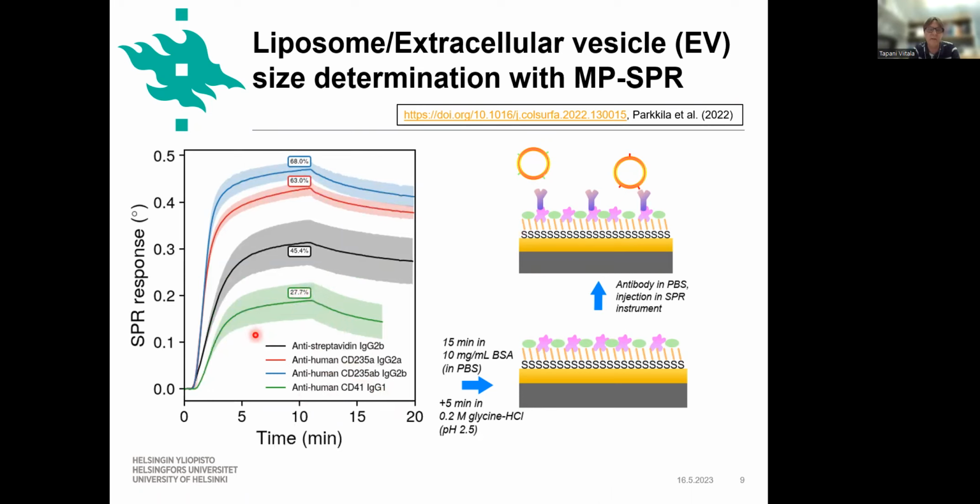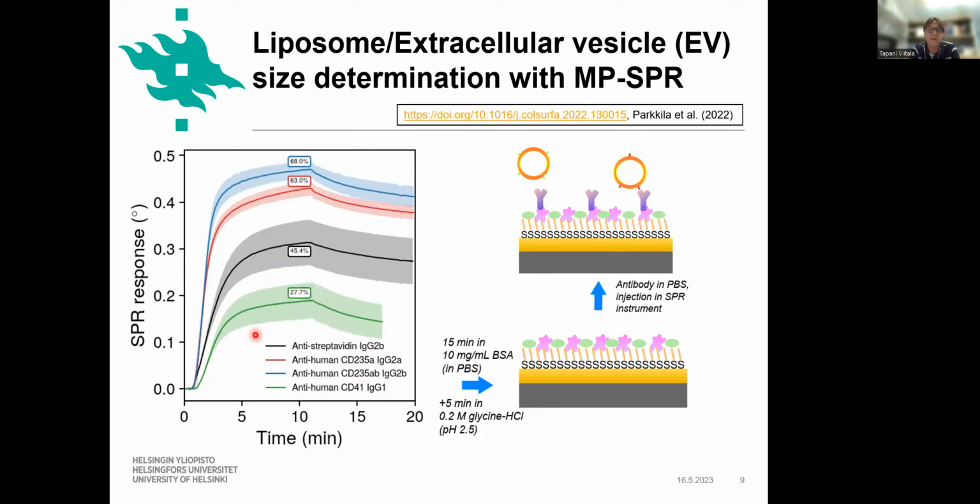We can also regenerate this surface and reuse it multiple times, so it's very nice. And down here you can see the unspecific binding of the highest concentration, so it also has rather low unspecific binding of this liposome. Then we did this also for red blood cell EVs: the same sensitivity calibration, red blood cell EV specific antibody immobilization, and then different concentrations of red blood cell EVs. The dotted lines here show the unspecific binding of approximately the same concentrations of EVs.